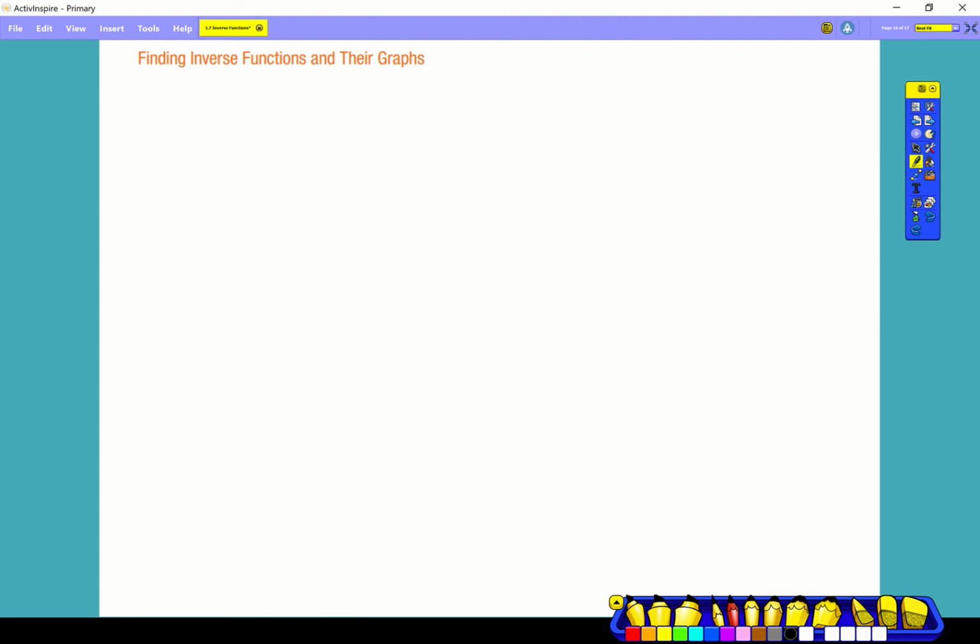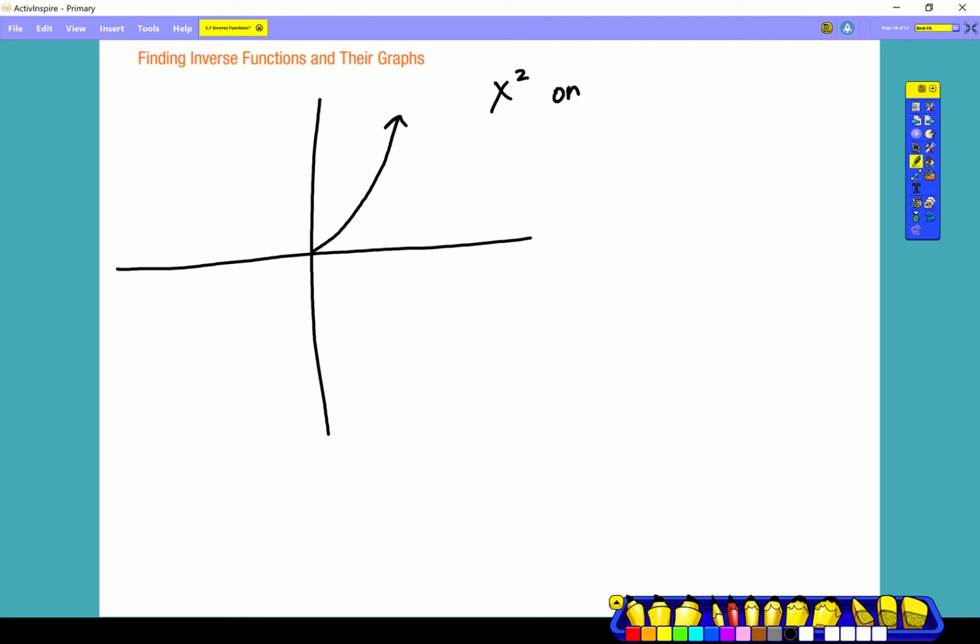Finding inverse functions and their graphs. So one way you can think about the inverse function, let's get a little function up here. Let's say it looks like this. So this is x squared on 0 to infinity, and that's 1 to 1. So we can find an inverse of that. First of all, it passed the horizontal line test. So it's 1 to 1, we're good. So that means it has an inverse on the restricted domain.